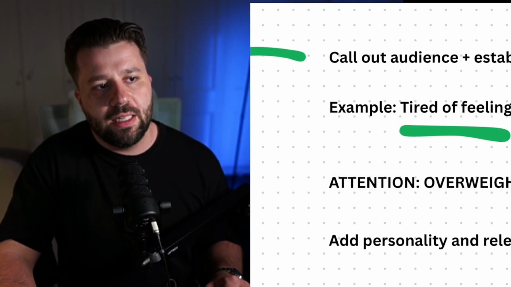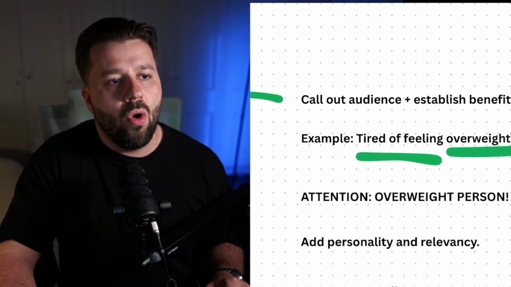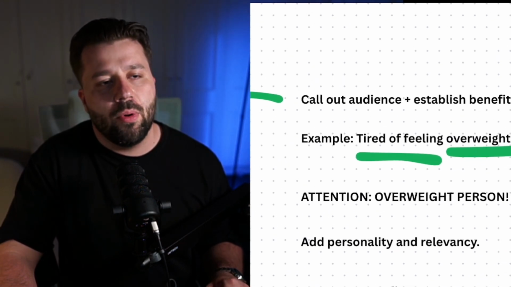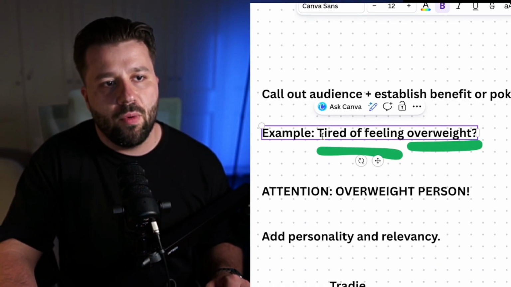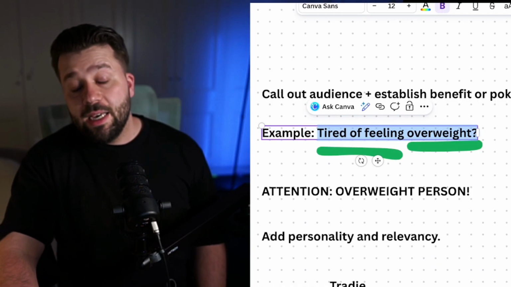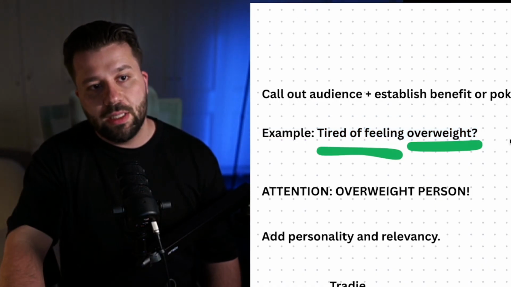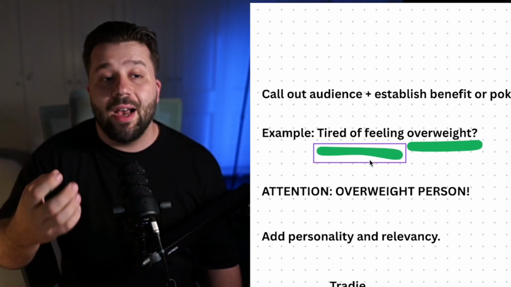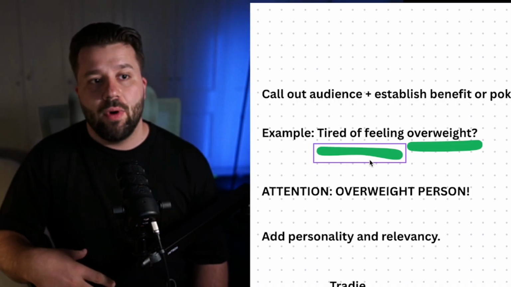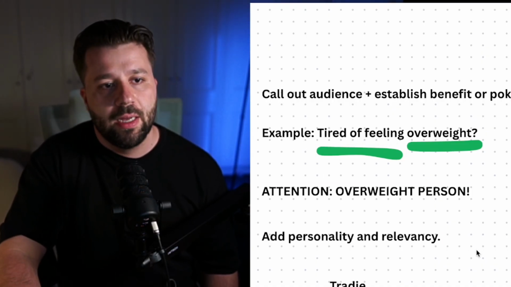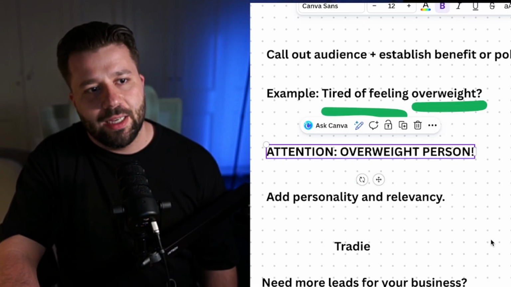So the first thing that I like to do is I like to call out the audience and establish the benefit or poke at the problem. So it's really important that you call out the audience and you establish the benefit. Example, tired of feeling overweight. Okay, so here, who are we calling out? People that are overweight, but we're not actually saying, attention, are you overweight? We're just subtly saying, hey, are you tired of feeling overweight? So we're not even saying that they're overweight, we're saying that they feel overweight, which is really important because perception is a big deal, right? You wouldn't say, attention, overweight person. It's just not a good idea, right?